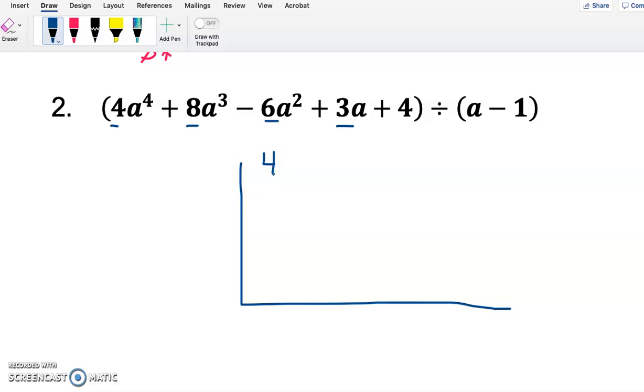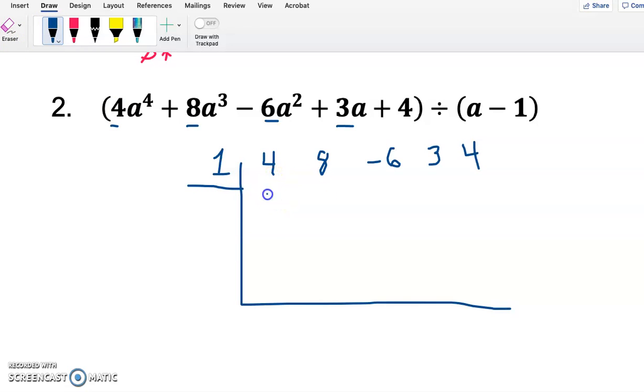Our first one is 4. The next one is 8. Then -6, 3, and 4. And if you recall, on the outside of our symbol, we take our divisor and we put it to its opposite sign. So instead of a -1, we have a +1 on the outside. And just so we don't get confused, let me erase that positive. And I usually write it as a little hook.